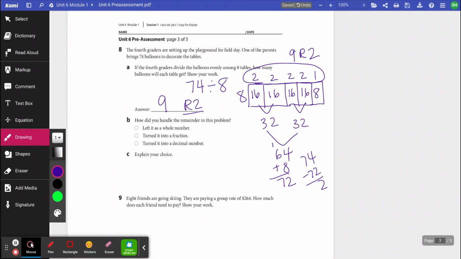So how did you handle the remainder in this problem? I would say you would leave it as a whole number because they're balloons. And you cannot divide a balloon into fractions or decimals. They have to just stay whole or else they get broken. So can't divide into fractions or decimals.